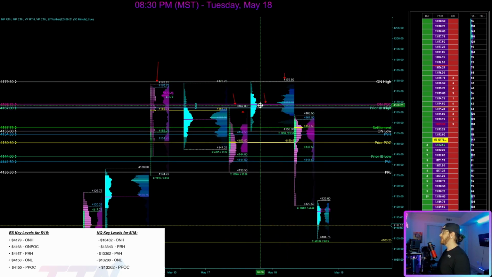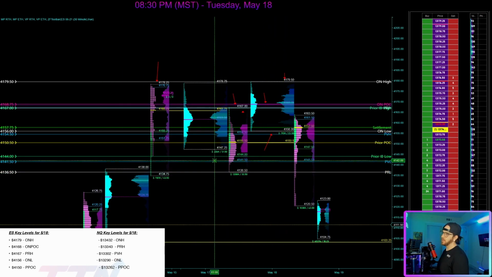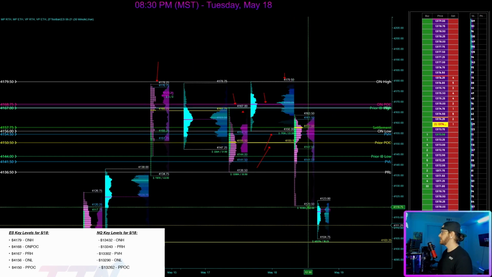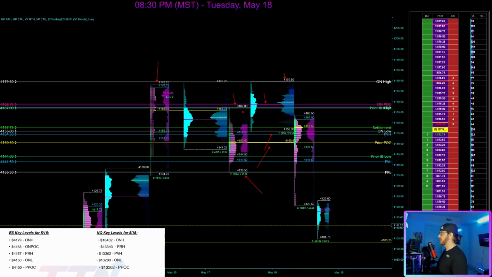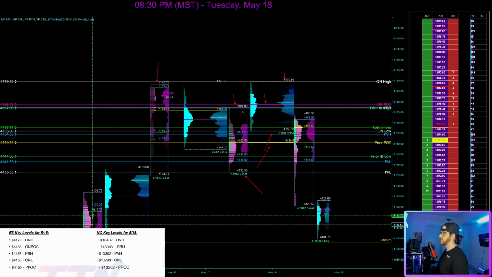So below that level, I was looking at the overnight low at 41.56 right here. And last but not least, to the downside, I was looking at prior point of control. And as you can see, we got a flush down even further than that through yesterday's lows and even into the session from the May 13th regular trading hour session.